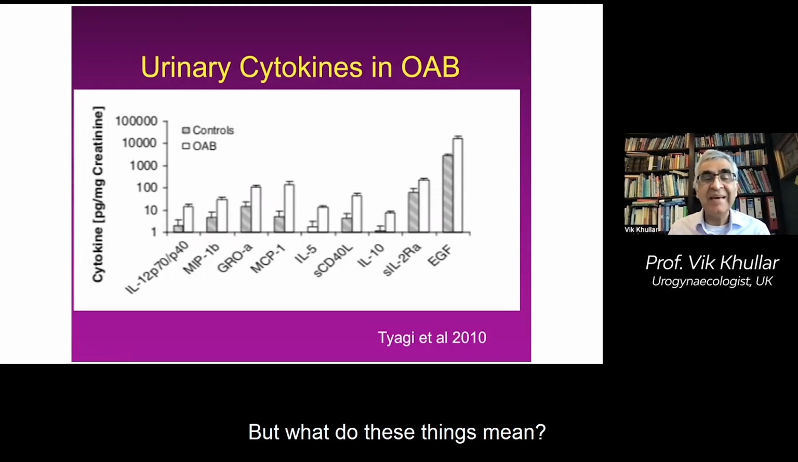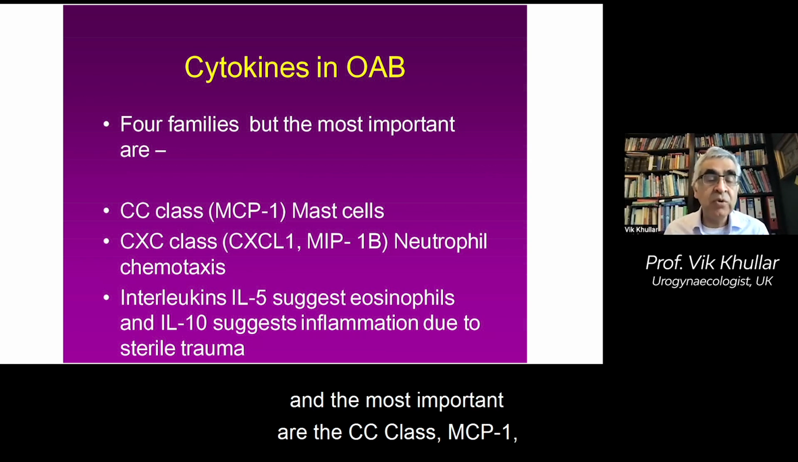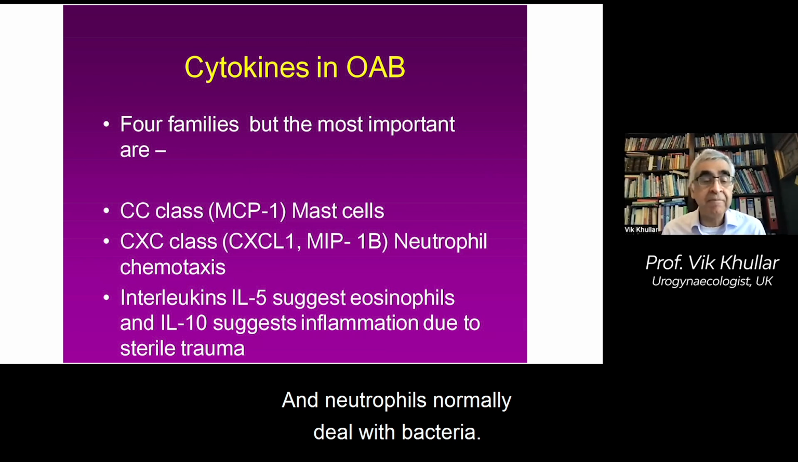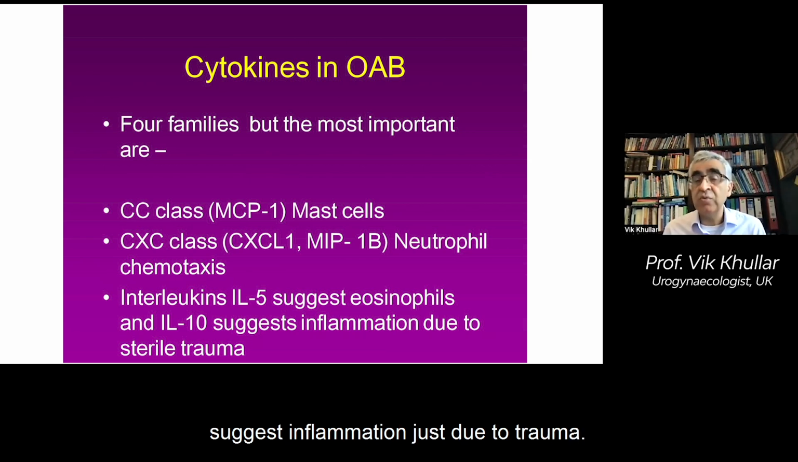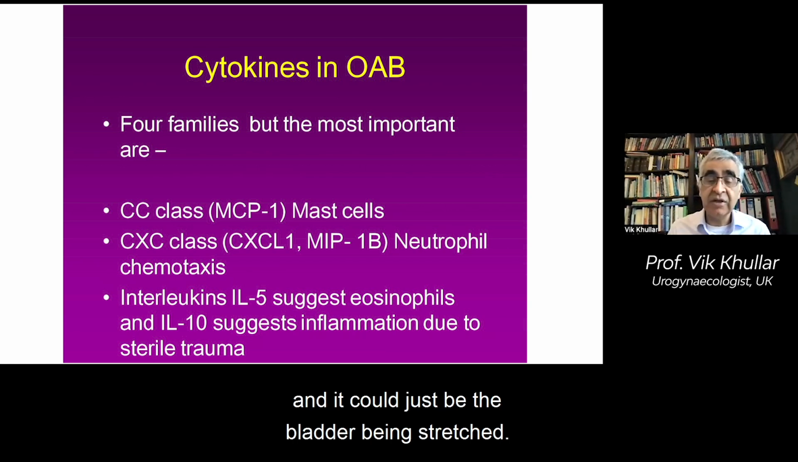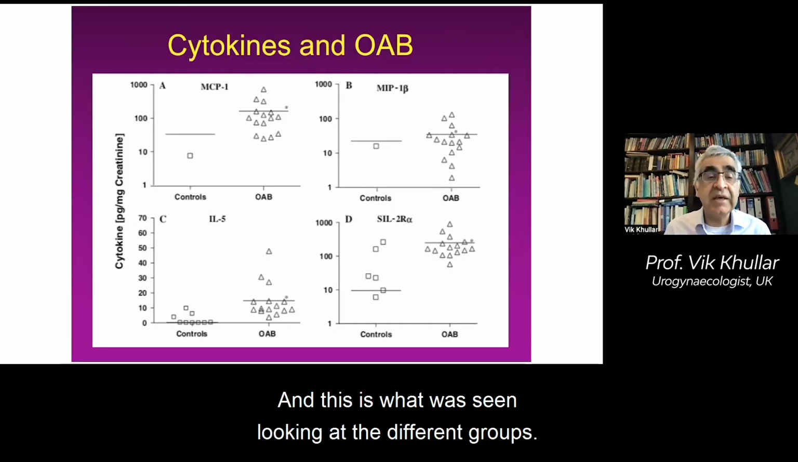But what do these things mean? Well, there are 4 families of cytokines, and the most important are the CC class, MCP1, which is the mast cells, and the CXC class, which are the neutrophils. Neutrophils normally deal with bacteria. And interleukin-5 suggests eosinophils. Interleukin-10 suggests inflammation just due to trauma. And that's quite important, that we don't just ascribe everything to inflammatory cells, and it could just be the bladder being stretched. And this is what was seen looking at the different groups.